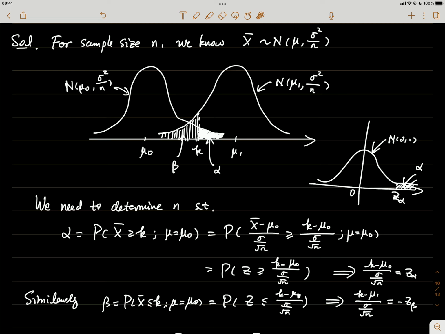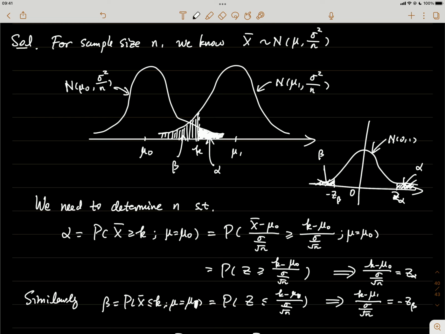The beta can be obtained similarly. The beta is the type 2 error, meaning that when mu is equal to mu 1, and X bar falls in the acceptance region, which means that X bar is less than or equal to k. So we can again do the same trick, subtract both sides by mu 1 and divide by sigma over square root of n. And then on the left it becomes a standard normal random variable less than or equal to this value, which equals beta, so we want to find this part to be negative z beta.